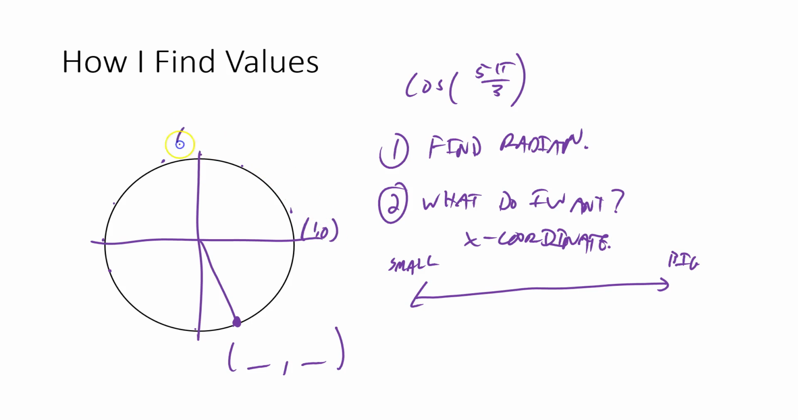Cosine decreases until we get up here to 0, 1, and sine is going up. So the smallest it can be is 0. The biggest it can be is 1, right? Because we're confined to the circle. The biggest the x-coordinate can be is 1. The biggest the y-coordinate can be is 1.